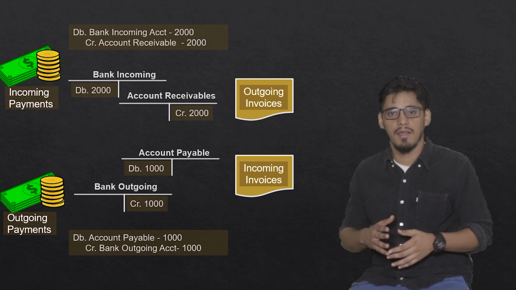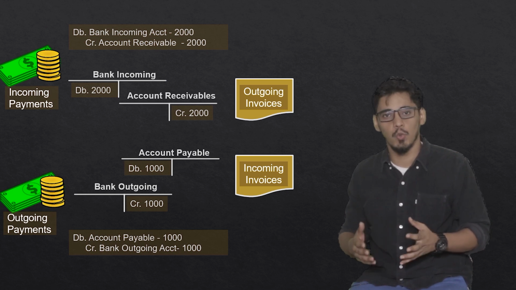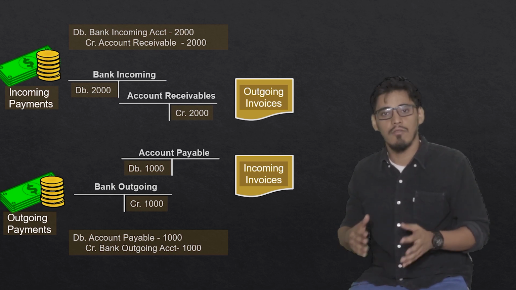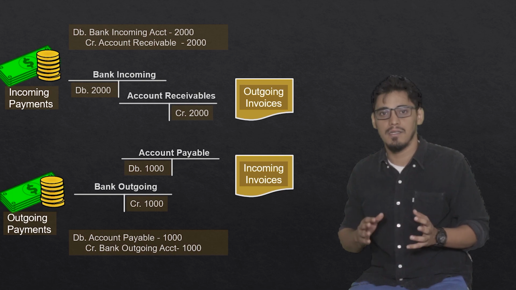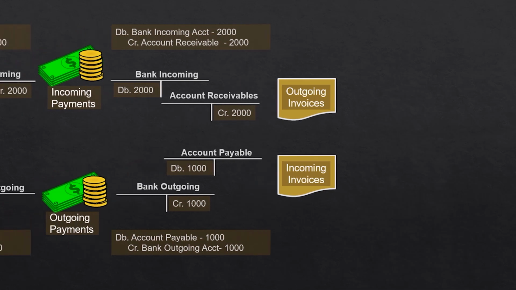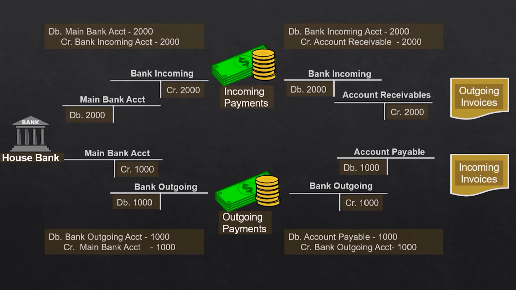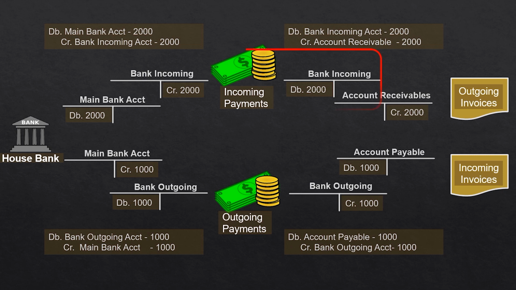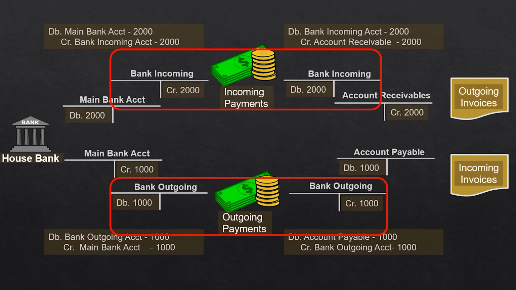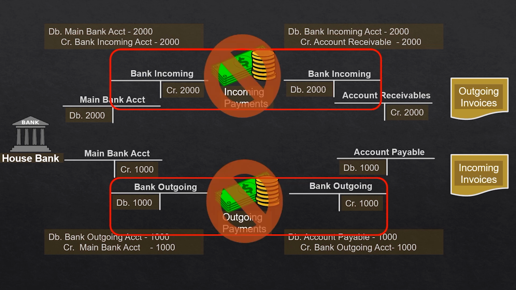And for outgoing payment, the entry is debit bank outgoing account and credit main bank account for all the reconciled items. Now I am leaving the screen to show you the complete T account for all the three bank GL accounts. On the screen you can see that after the bank reconciliation process, the reconciled balance from the bank subledger is cleared.